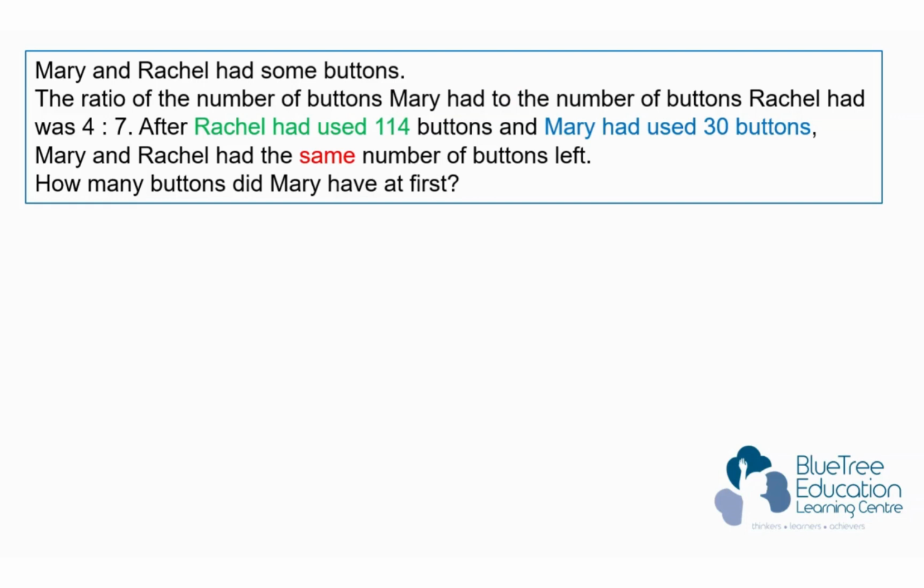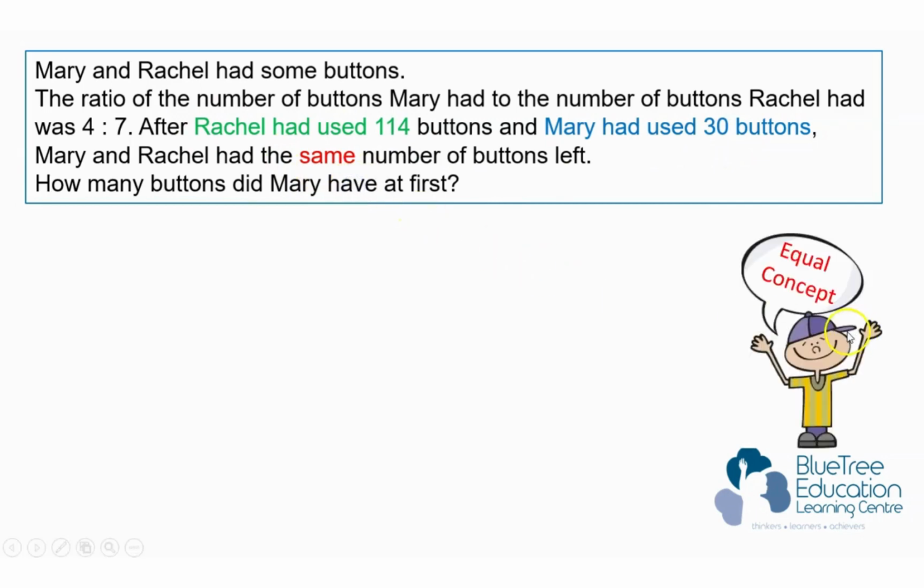Mary and Rachel had some buttons. The ratio of the number of buttons Mary had to the number of buttons Rachel had was 4:7. After Rachel had used 114 buttons and Mary had used 30 buttons, Mary and Rachel had the same number of buttons left. How many buttons did Mary have at first? Take note that it is important to highlight the keywords, so always pull out your highlighter and highlight phrases like Rachel had used 114, Mary had used 30. And the next most important keyword here is they had the same number of buttons left. This is an equal concept, an equal ending concept kind of question.